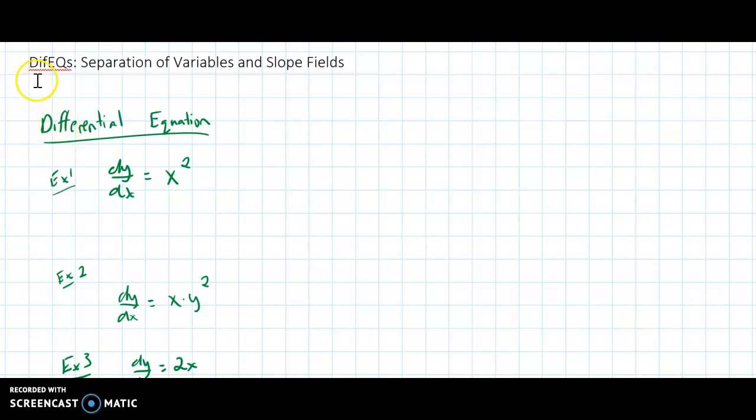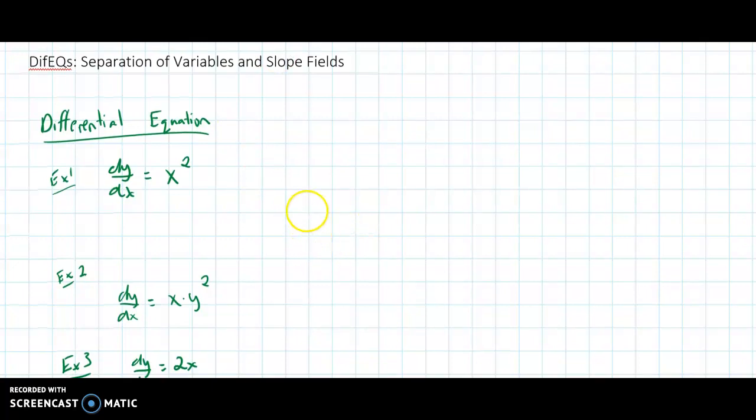Hello. In this video, we are going to work on differential equations. I'll often abbreviate that diffie-Qs. We're going to talk about two ways to solve them, or to figure out what solutions would act like, I guess we can say. One is called separation of variables. That gives us an equation for the solution. And the other one is called slope fields. And slope fields gives us a graph that tells us what the solutions would look like.